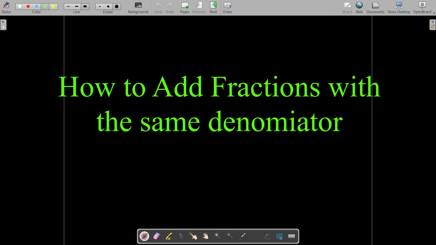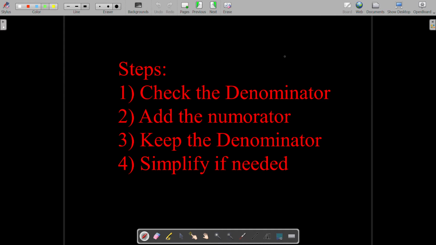Today we'll be learning how to add fractions with the same denominator. Let's get started. So to solve the questions, we'll be going through 4 steps. Step 1, check the denominator. Step 2, add the numerator. Step 3, keep the denominator. And 4, simplify if needed. As we work through the next few problems, we will go through the steps more deeply.